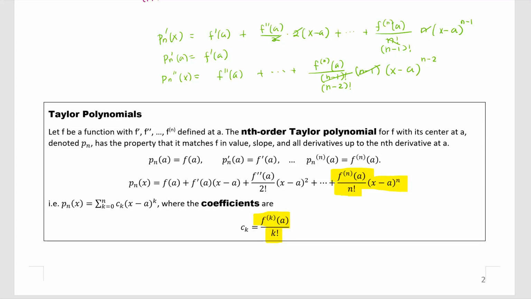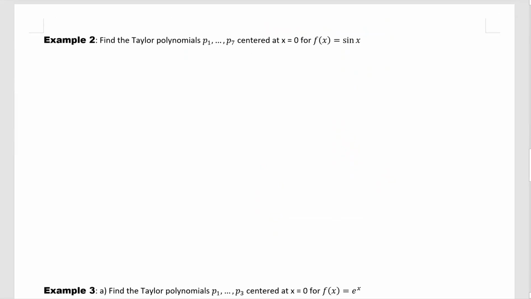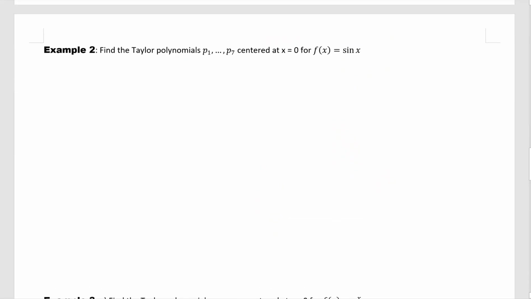Alright, so let's look at more examples. Example 2. Find the Taylor polynomials P1 to P7 centered at x0 equals 0 for f of x equals sine of x.